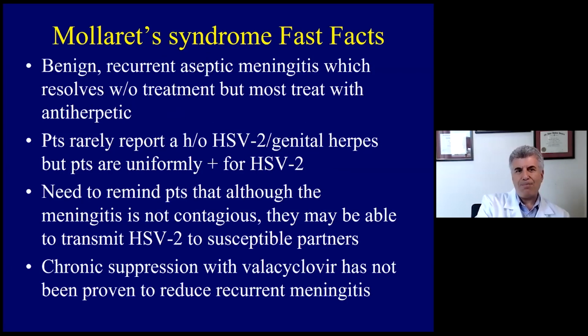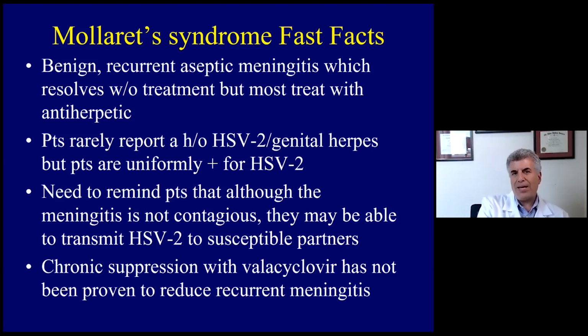So what are some of the key points about this take-home? So Mollaret syndrome is otherwise known as benign recurrent aseptic meningitis, which resolves without treatment. But most do treat with antiherpetics. Patients rarely report a history of HSV2 or genital herpes, although occasionally they do. But these patients are uniformly positive on HSV2 IgG. So if you don't have an LP where you can do CSF PCR testing on, you can test them serologically.